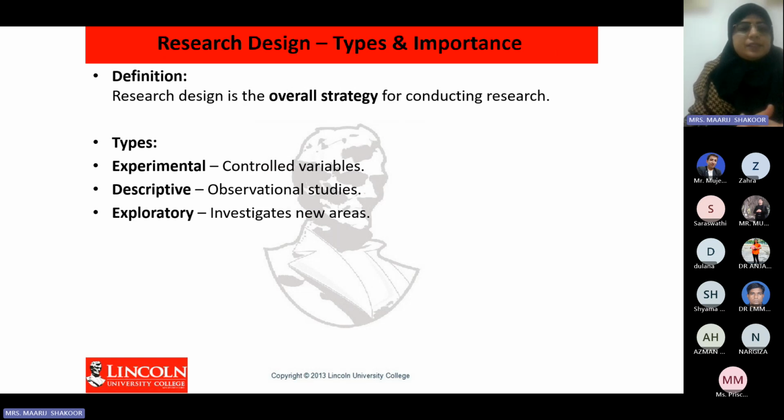Research design, yes: the overall strategy for conducting research, how its design is made, and the types and importance of it. Three types are there: experimental, descriptive, exploratory. You can get the idea from the name. Experimental means controlled variables, variables we can easily control. I told you about the variables, those two variables can affect each other. Descriptive is like observational study, describing something.